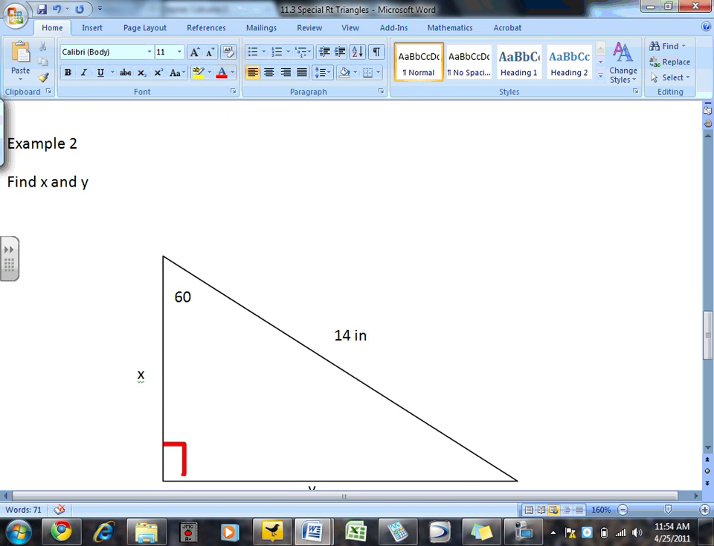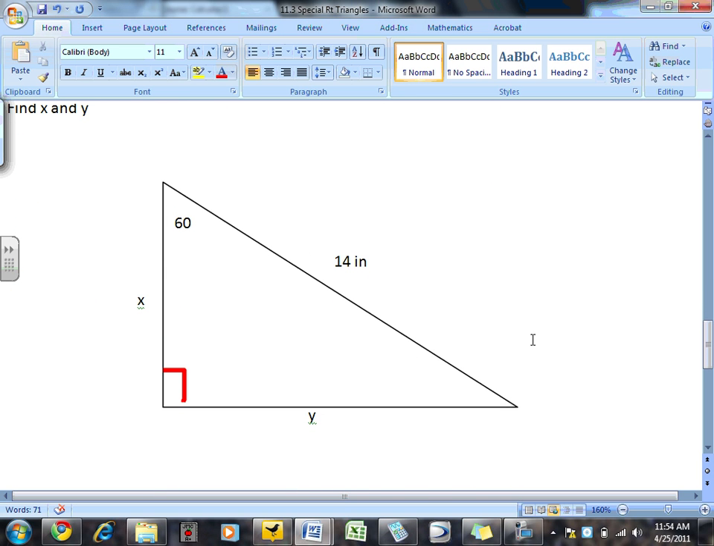Okay, so here we go. We have a 30, 60, 90, and now I know it's a 30, 60, 90 because we're given the right triangle sign, and we're given 60 degrees. Well, 90 plus 60 is 150, and 180 minus 150 is 30. So we're given that that's 30. They want us to find those other two sides, and they just gave us the hypotenuse.